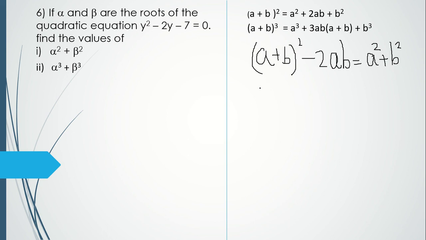So see this, (a plus b) cube, and bring this term here, minus 3ab in the bracket (a plus b), is equal to a cube plus b cube.